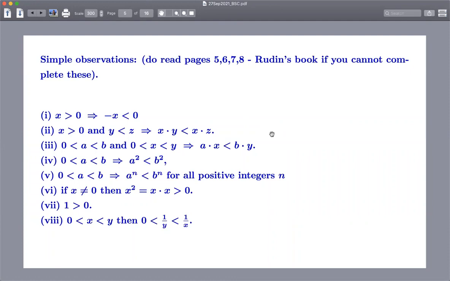Once we get ordering via multiplication, then you can get that a square is always less than b square. If a is less than b, a power n is less than b power n for all integers n, and so on and so forth.